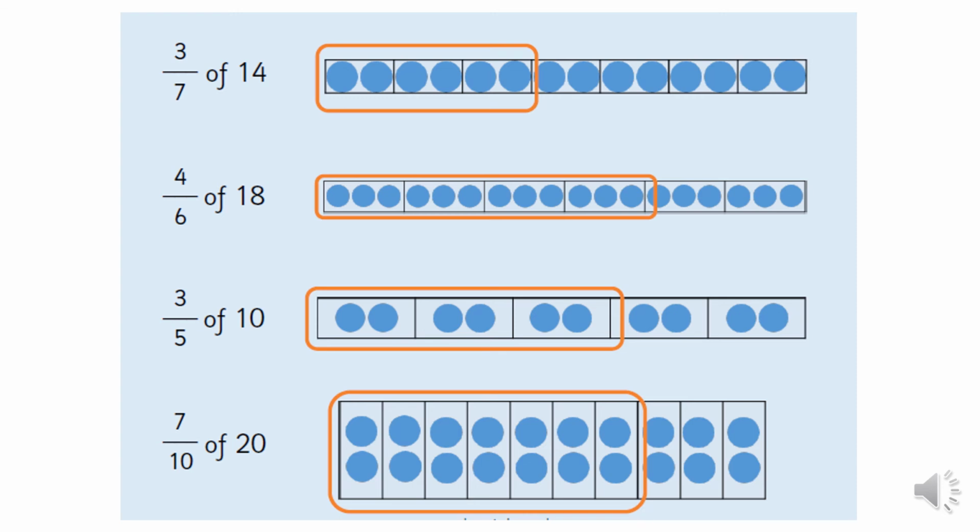So hopefully you would have got the same answers as here. For the first one, 14 has been shared into 7 equal groups. Then 3 of those groups have been added together to make 6. For the next one, 18 has been divided into 6 equal groups, and 4 of those groups have been added together, which makes 12. For this one, 10 has been shared into 5 equal groups, and we're adding up how many for 3, which is 6. And lastly, 20 has been shared by 10 groups, and we want to find out how many are 7, which is 14.